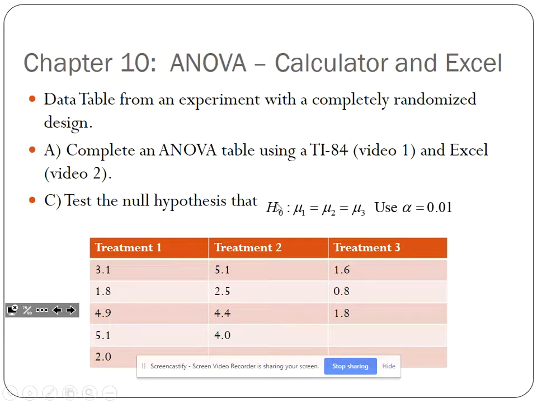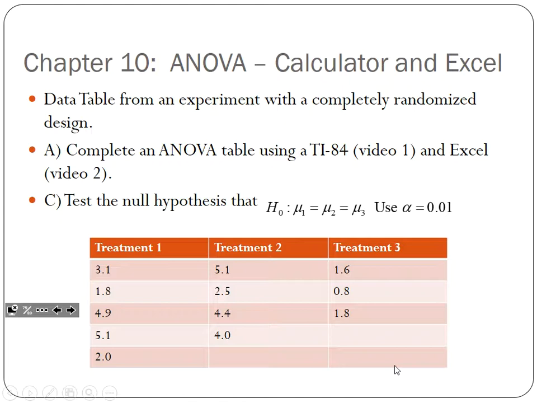In this example, which looks a lot like one of your homework problems, we're going to take this data table from an experiment with a completely randomized design. I'm going to show you through a series of two videos, one, how to complete an ANOVA table and test a hypothesis using your TI-84, and the second will be to do the same thing using Excel.